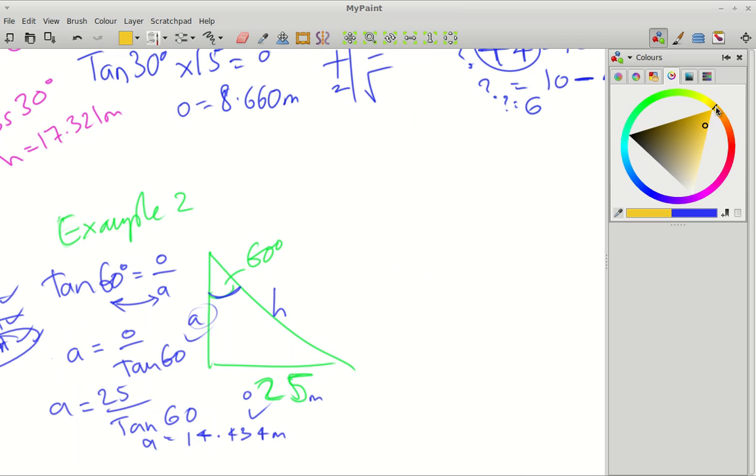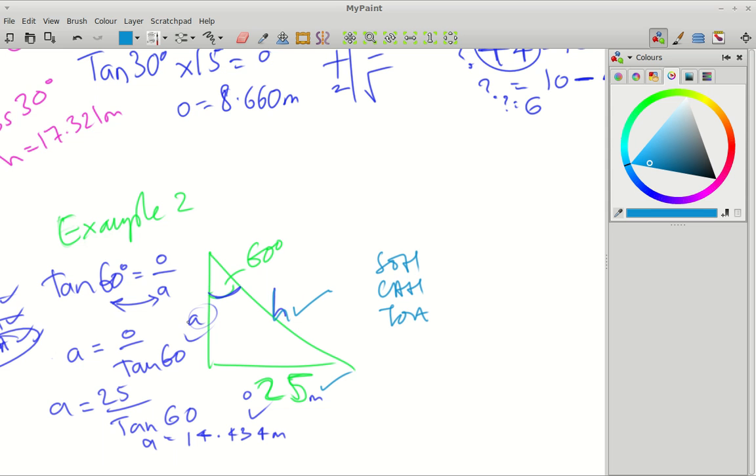And we'll give H another colour. We'll say it's this paler blue. So Soh Cah Toa. Well, we want to know H, and we're given O. We've just worked out A, but we're not going to use it in case it's wrong. So that's H, that's O. We're using O and H, remember, so we're not using cos or tan, we're using sine.